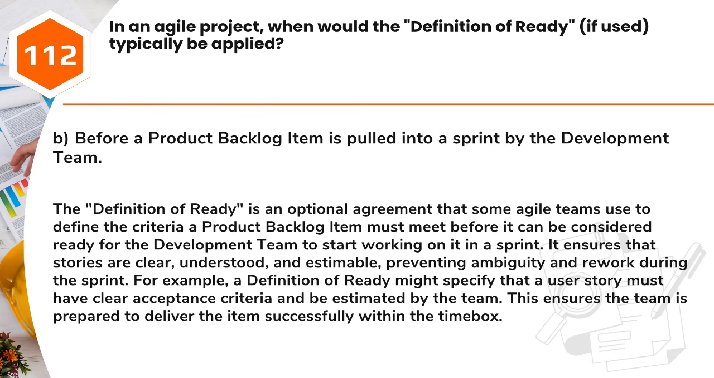Answer: B. Before a product backlog item is pulled into a sprint by the development team. The definition of ready is an optional agreement that some agile teams use to define the criteria a product backlog item must meet before it can be considered ready for the development team to start working on it in a sprint. It ensures that stories are clear, understood, and estimable, preventing ambiguity and rework during the sprint. For example, a definition of ready might specify that a user story must have clear acceptance criteria and be estimated by the team. This ensures the team is prepared to deliver the item successfully within the time box.